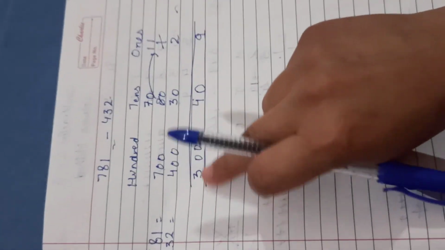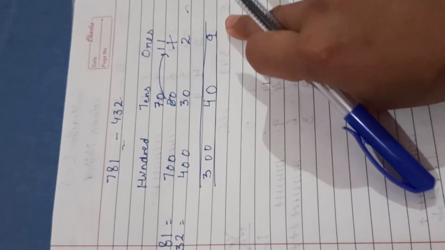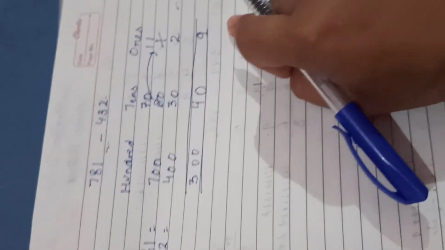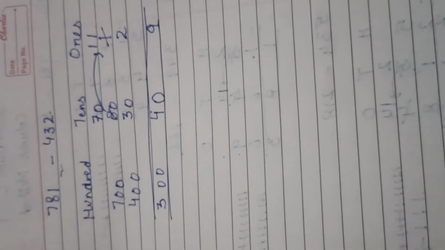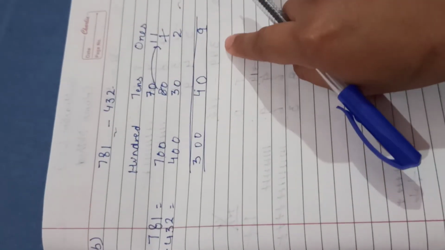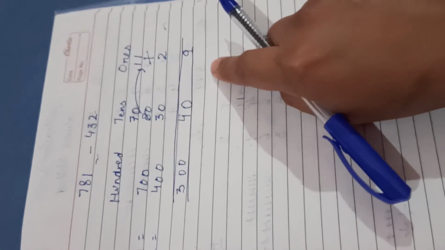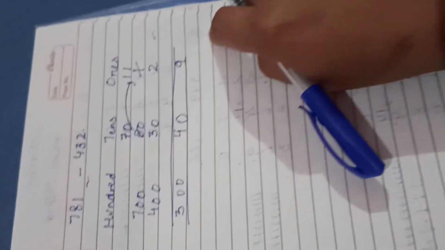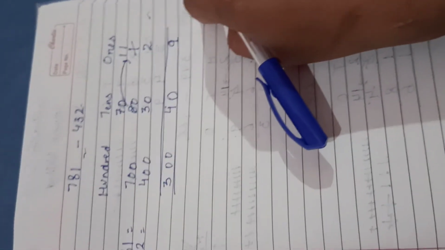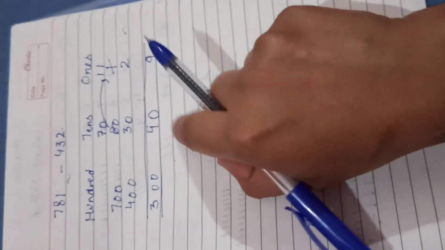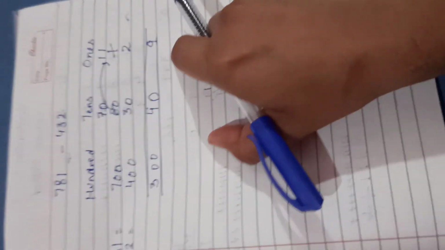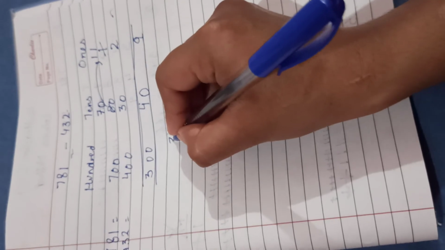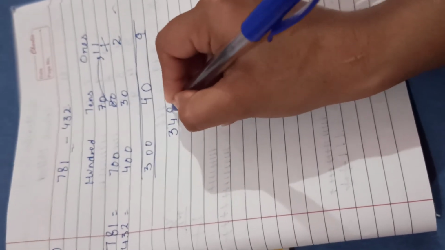349. Now students, don't leave the number like this. We have done the method of compacting a number. If this type of number is given, how are we going to write the answer? Just try to read the number and you will be able to write the compact form of it. 349. How do we write 349? It's 349. So this is our answer.